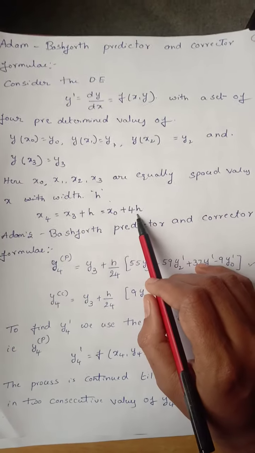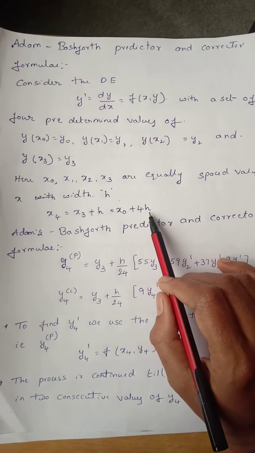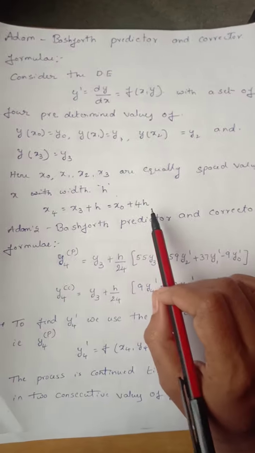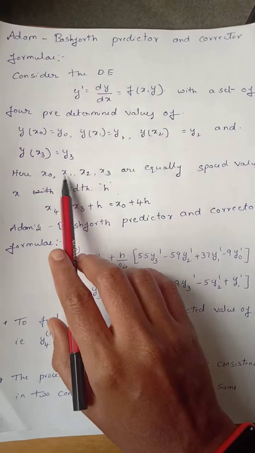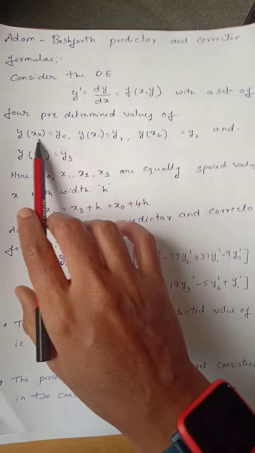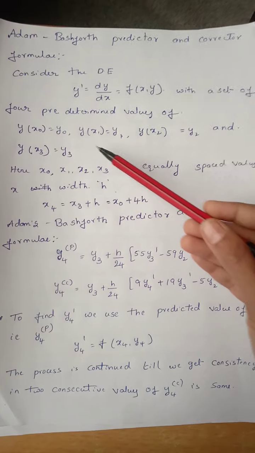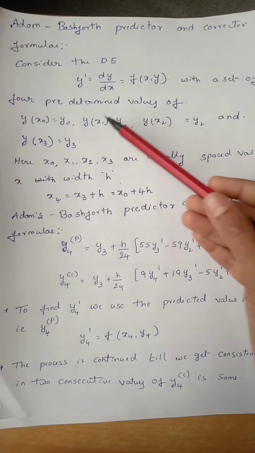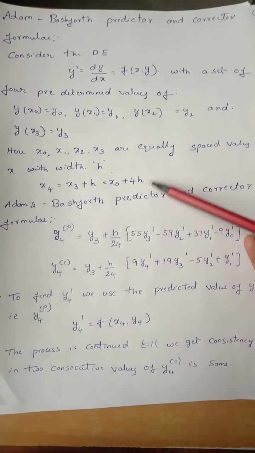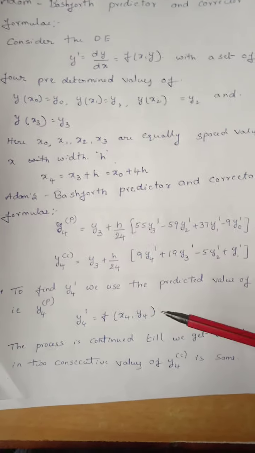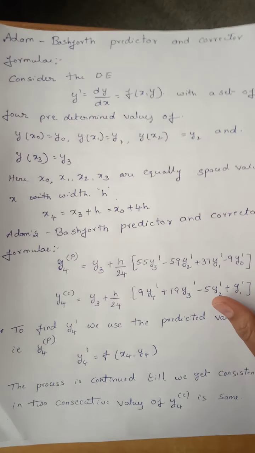Here h is the width. How do you find the h value? It is the difference between any two x values. These x values are equally spaced, so you can consider any two x values, and the difference is your h value. So this is the Adams-Bashforth method.